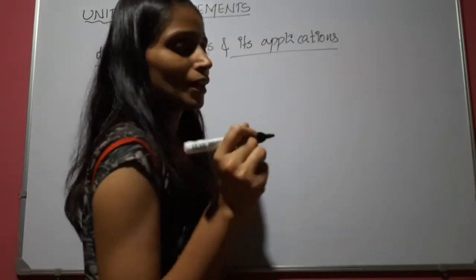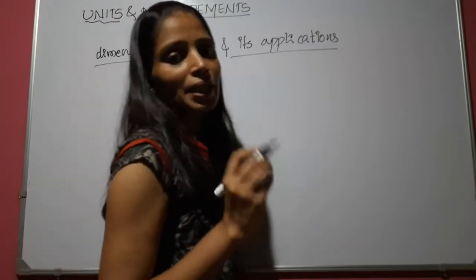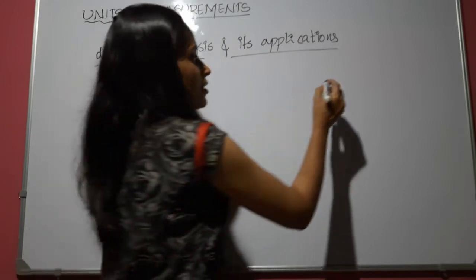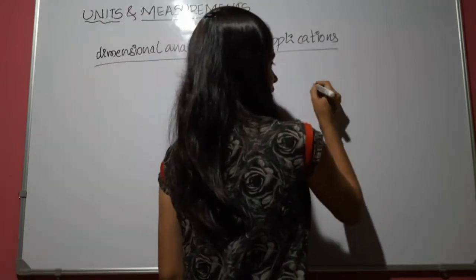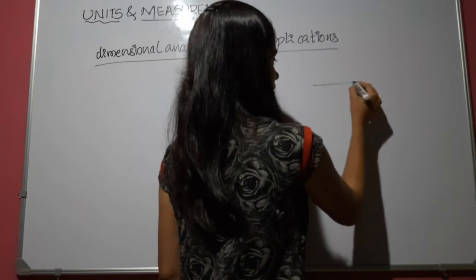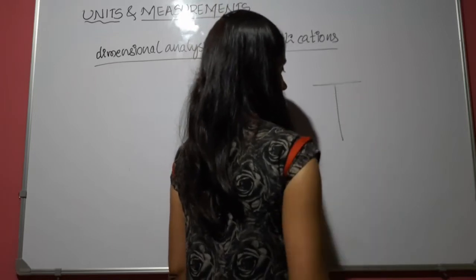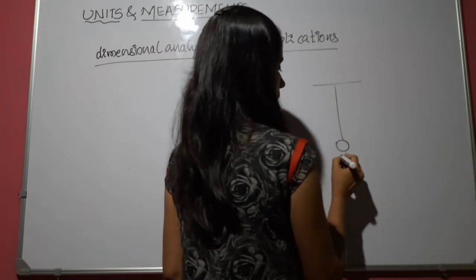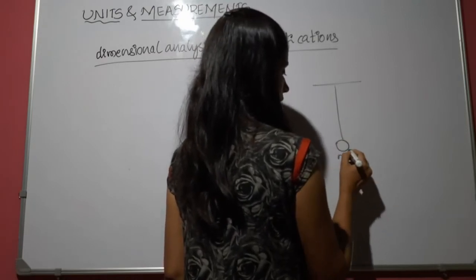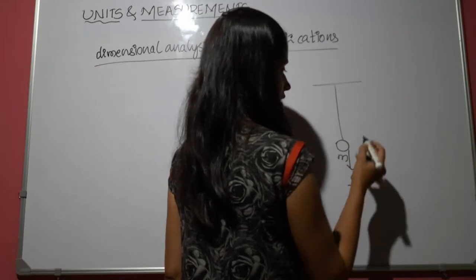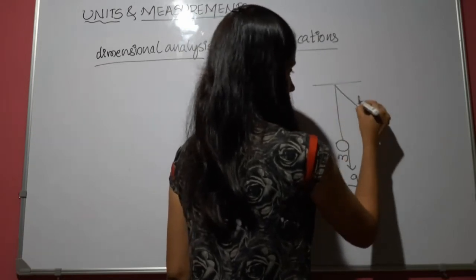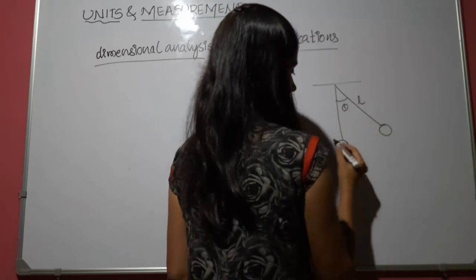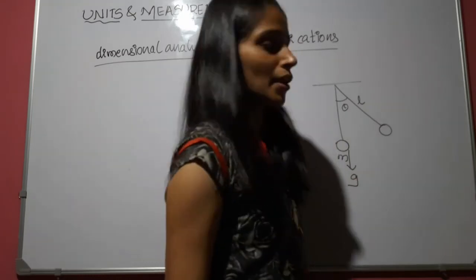ಸೊ ಫಾರ್ ಎಕ್ಸಾಂಪಲ್, ಸಿಂಪಲ್ ಪೆಂಡುಲಮ್, ಟೈಮ್ ಪೀರಿಯಡ್ ಆಫ್ ದಿ ಸಿಂಪಲ್ ಪೆಂಡುಲಮ್. ಐ ಥಿಂಕ್ ವಿ ನೋ. ಓಕೆ, ದಿಸ್ ಈಸ್ ಸಿಂಪಲ್ ಪೆಂಡುಲಮ್. This is simple pendulum. Mass, the acceleration due to gravity g, it is oscillating. This is length, it is oscillating. So angle theta. ಇದರ ಟೈಮ್ ಪೀರಿಯಡ್ ಅನ್ನು ಫೈಂಡ್ ಔಟ್ ಮಾಡಬೇಕು.